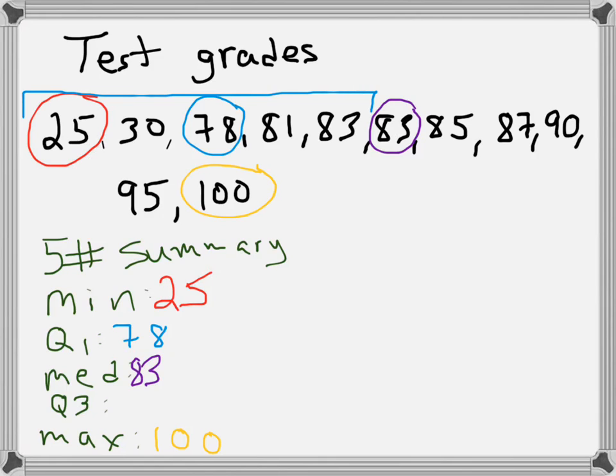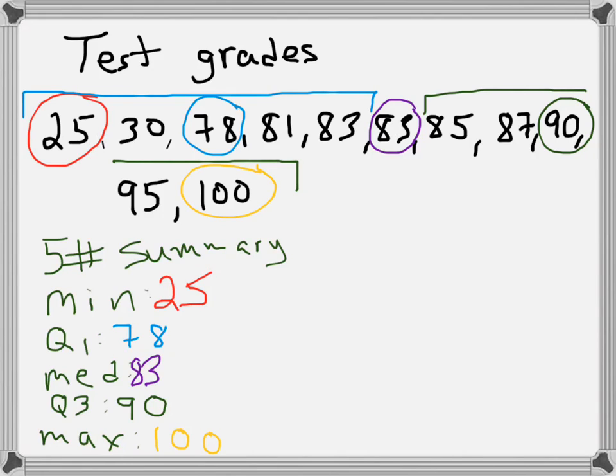Then we just have to do that on the top to find the third quartile. So we're going to look at the top half that's above the median and find the middle piece of data. And that, 90, is our third quartile.